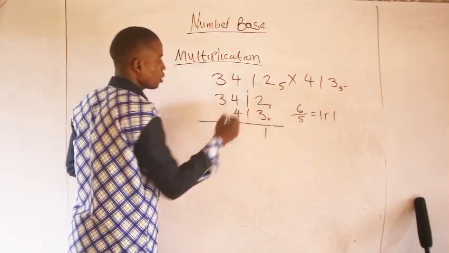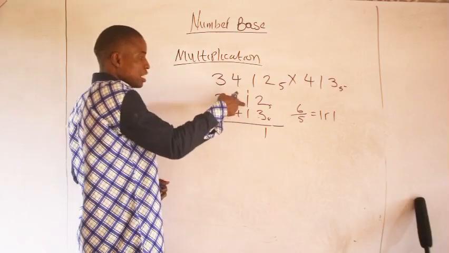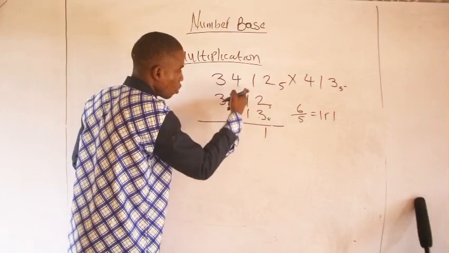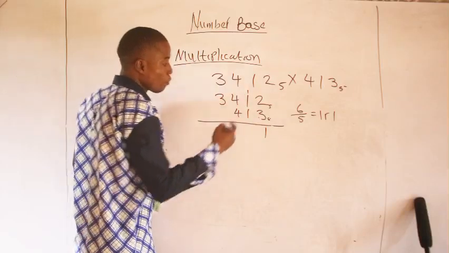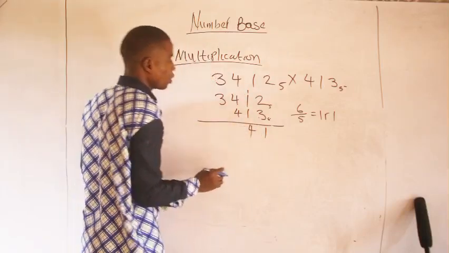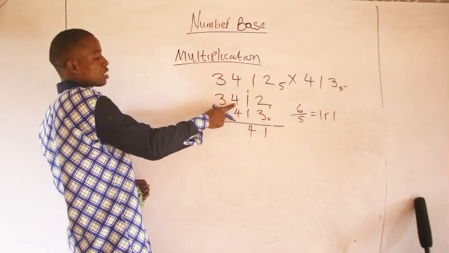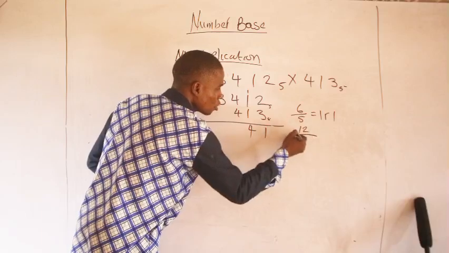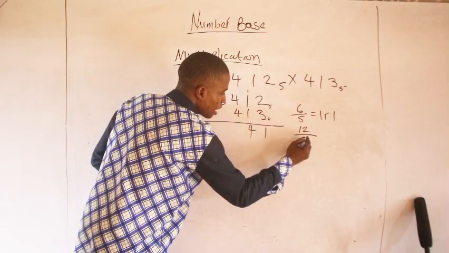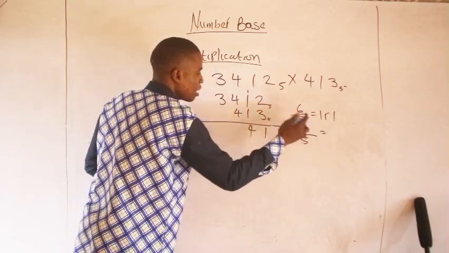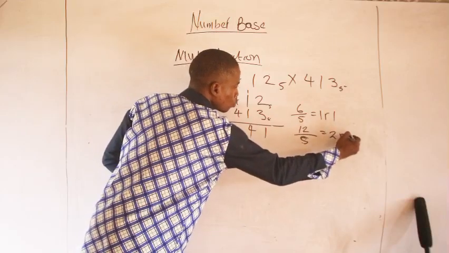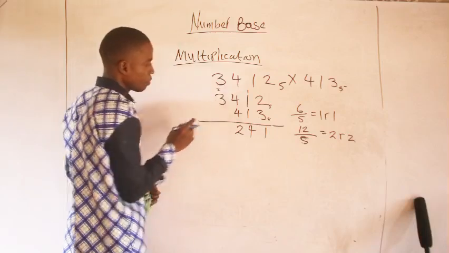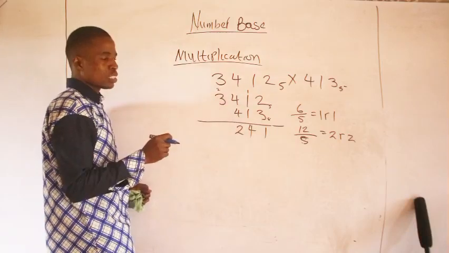Put the 1 on this. 1 times this, 3 plus 1 on top, that's 4, which is not up to the base. This one times this is 12. It's up to the base, so you must divide it by the base. 12 divided by 5, remainder 2. You write the 2 here and carry 2.